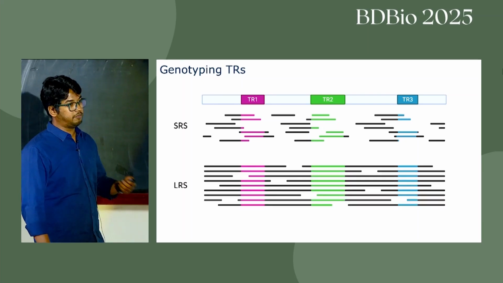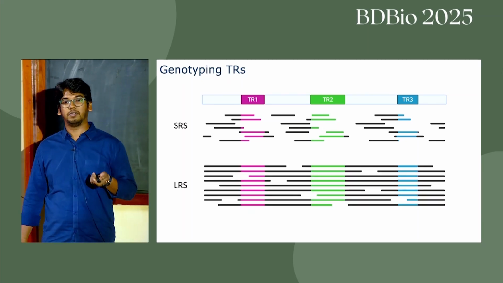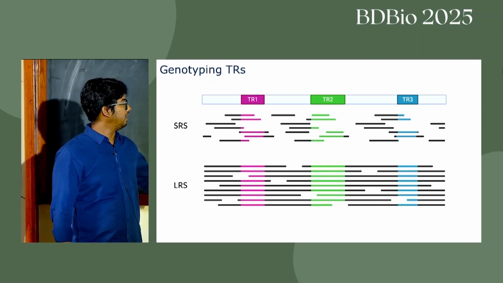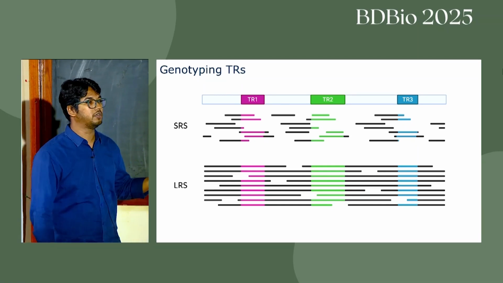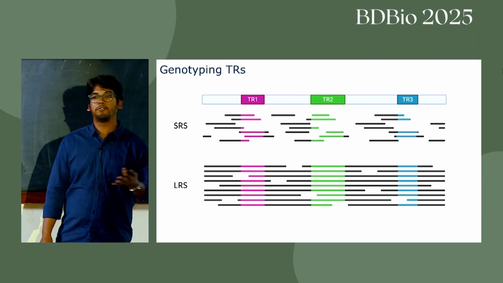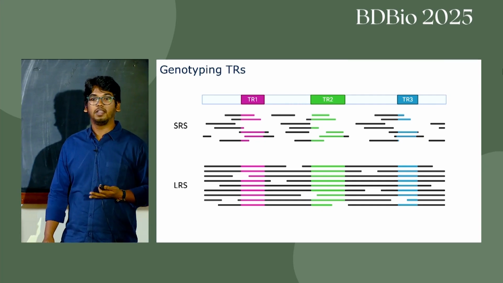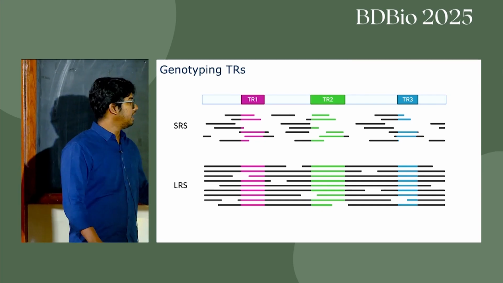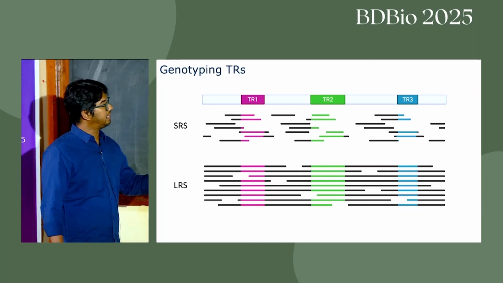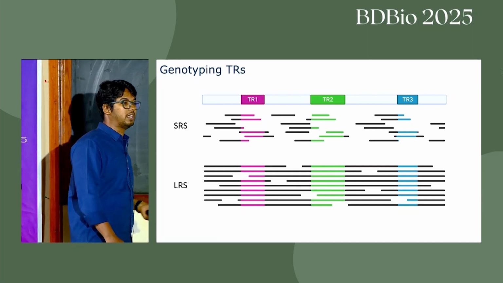In contrast, there is now advancement in sequencing technologies which offer much longer read lengths. This is not drawn to scale, but when I say short read, we usually talk about read lengths of 150 nucleotides, whereas in long reads you get reads of 15 kb or so, which is 100 times larger than short read data.